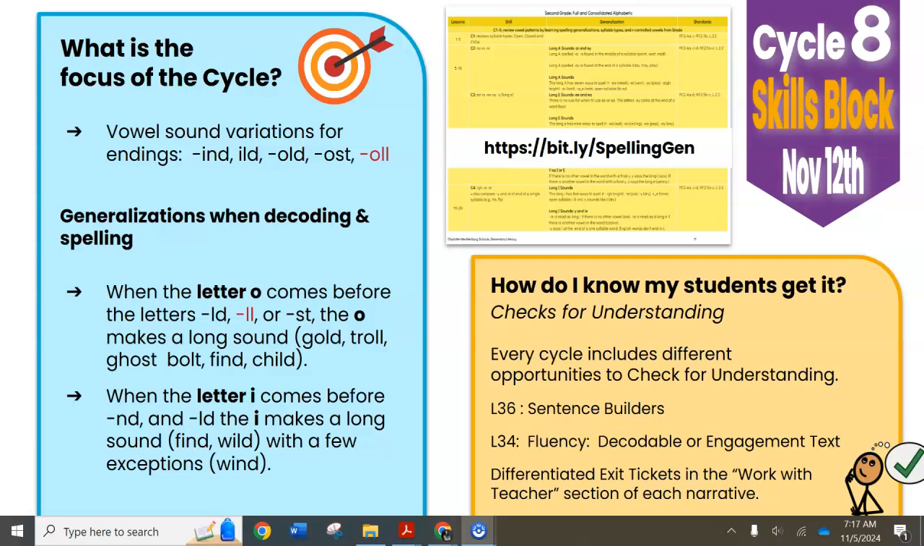It is important to note that the -ol sound is not actually introduced in this cycle, but it is a great addition because it follows the same generalization of using the long O sound with a specific consonant ending.